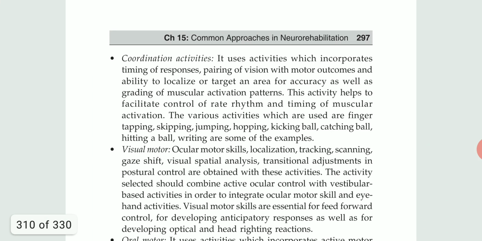Coordination activities use activities which incorporate timing of responses, pairing of vision with motor outcomes, and the ability to localize or target an area of accuracy, as well as grading of muscular activation patterns. This activity helps to facilitate control of rate, rhythm, and timing of muscular activation. Various activities which are used are finger tapping, skipping, jumping, hopping, kicking a ball, catching a ball, hitting a ball, and writing, to name some examples.